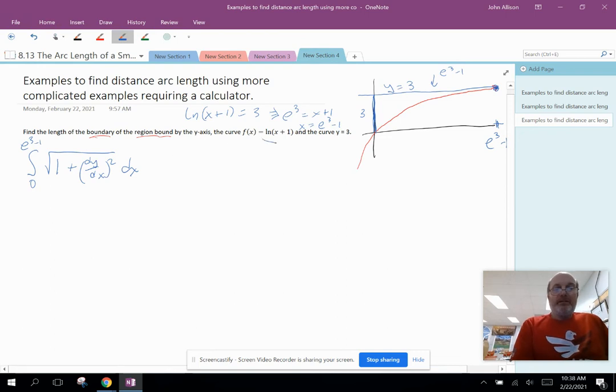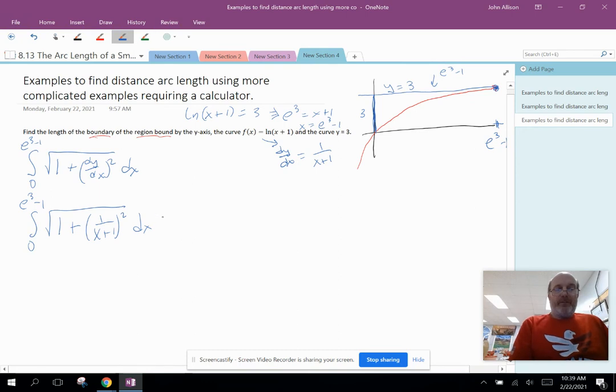We know dy dx of ln x plus 1 is 1 over what's inside the ln times the derivative of what's inside the ln, which in this case is just 1, so that makes it nice and easy. So we're going to take that squared. This is going to be the integral from 0 to e to the third minus 1 of the square root of 1 plus 1 over x plus 1 squared times dx. That's just the curve that we're looking for here.